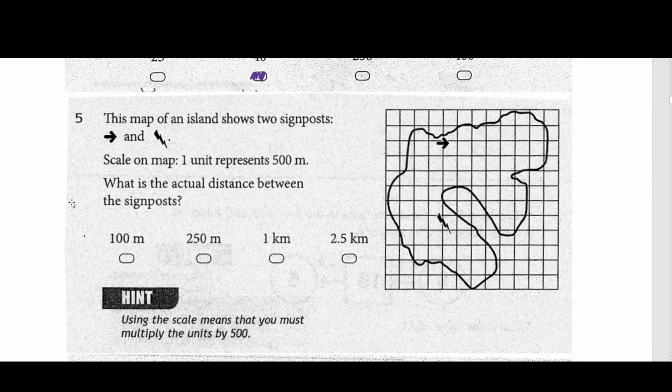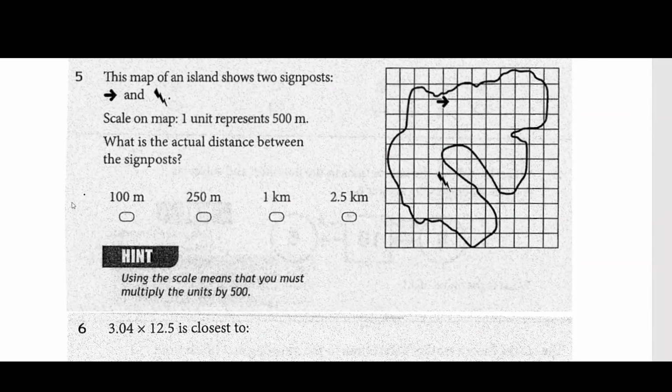This map of an island shows two signposts, the arrow and the lightning. Scale on the map, 1 unit represents 500 meters. What is the actual distance between the signposts? So 1 unit, so one of these is 500 meters. I'll do that in red. Red looks better. So that's 500 meters.